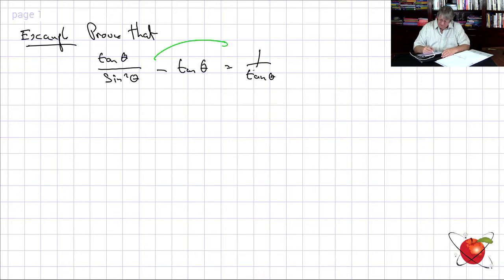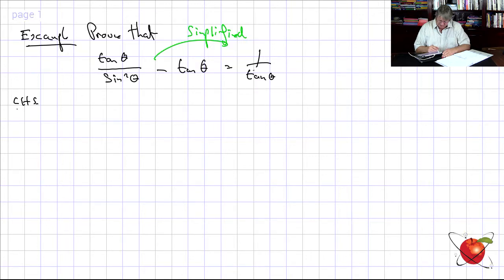Essentially, this is a proof. But look at what we've done, right? We've taken something that's long, complicated, and involved, and we have simplified it, okay? So essentially, identities are the same as trig simplify, as algebra simplify, okay?